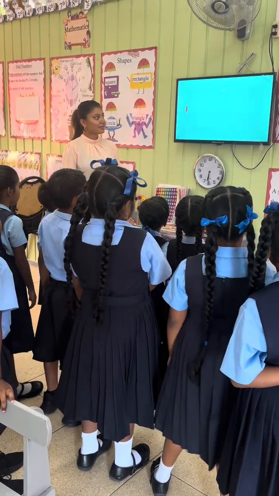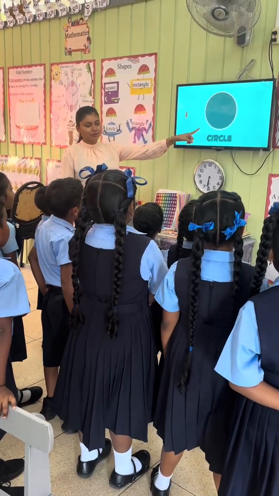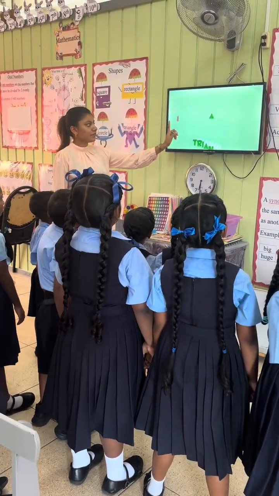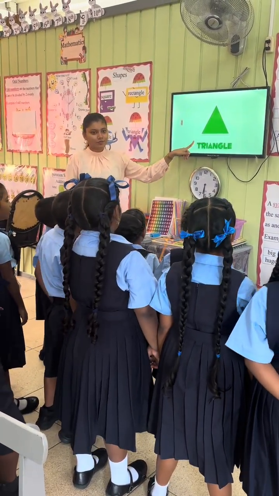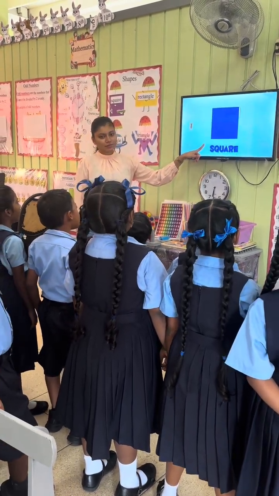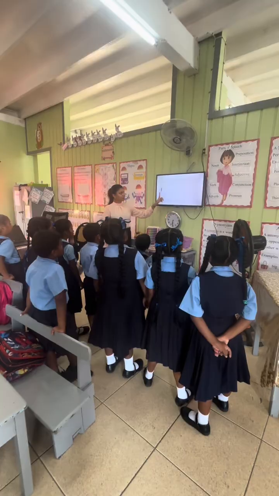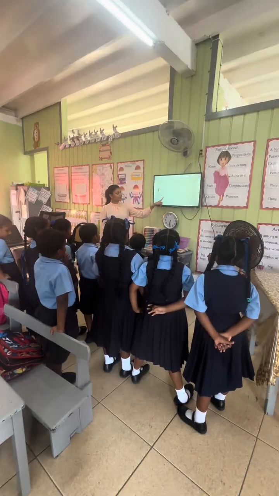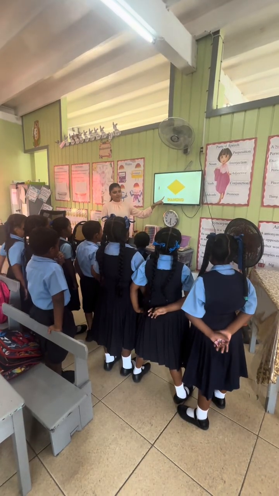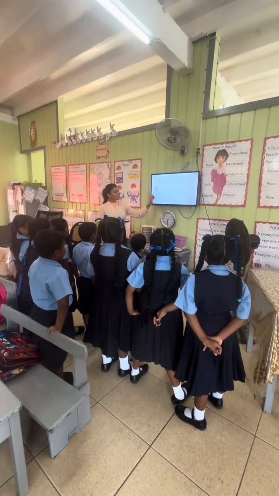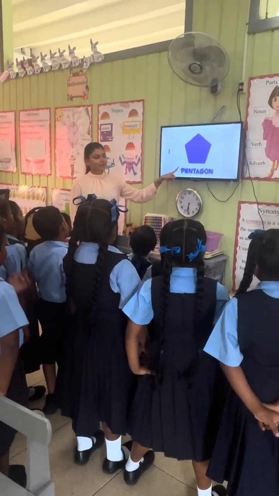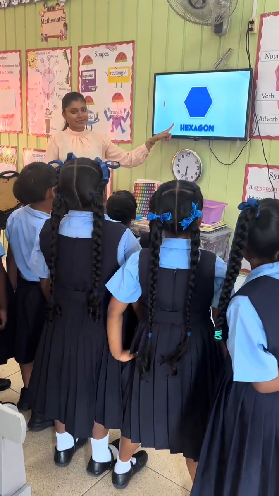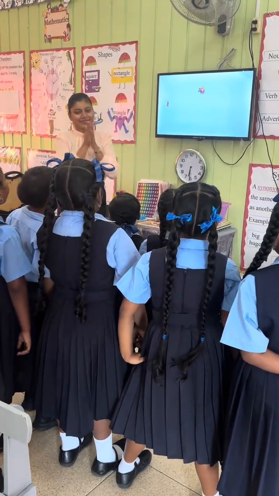Recap. This is a circle. Oval. This is a triangle. This is a square. Rectangle. Diamond. Pentagon. Hexagon. Now you know everything about plane shapes.